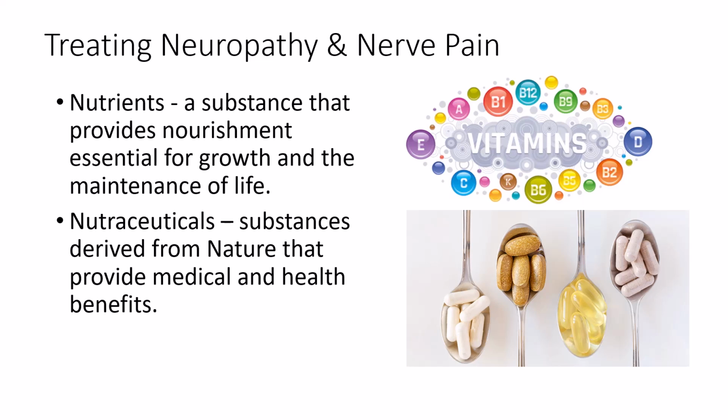There are 2 groups of remedies for neuropathy and nerve pain. First are the nutrients. By definition, a nutrient is a substance that provides nourishment that is essential for growth and maintenance of life. In this case, we're talking about the growth and maintenance of healthy nerves. When a nerve is injured or damaged in any way, whether by toxins or infection, the nerve requires more of the nutrients that it normally relies on to maintain health.